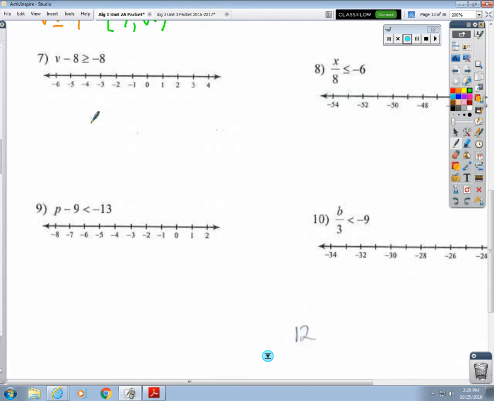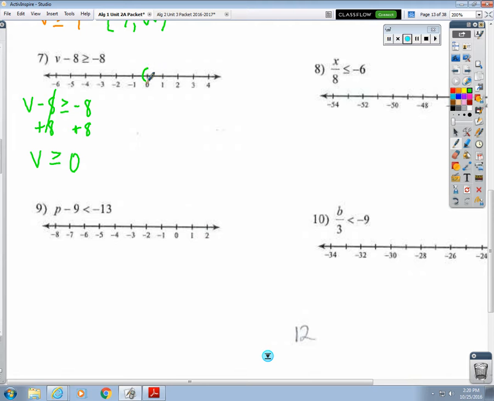V minus 8 is greater than or equal to negative 8. What do I do first? So on this side, they cancel because it's 0, and you don't have to write v plus 0. You just write v. On this side, they become 0 also, but you do have to write it because you can't just leave a blank. Okay, so you actually have to put a 0 there. So we circled a 0.